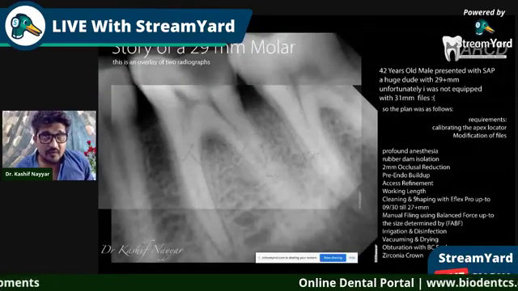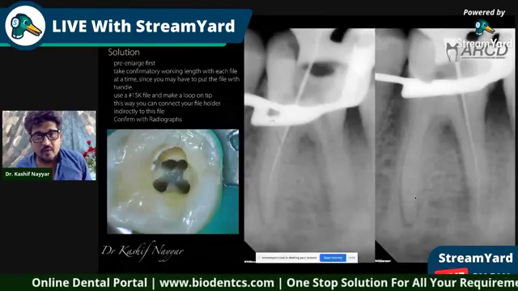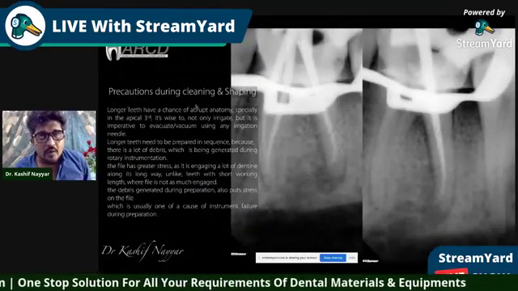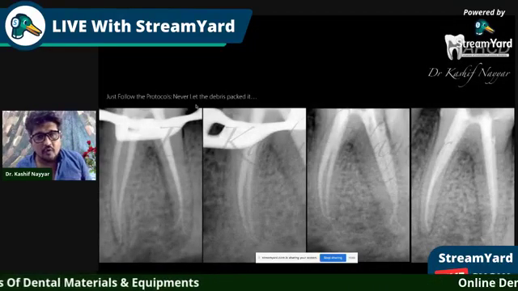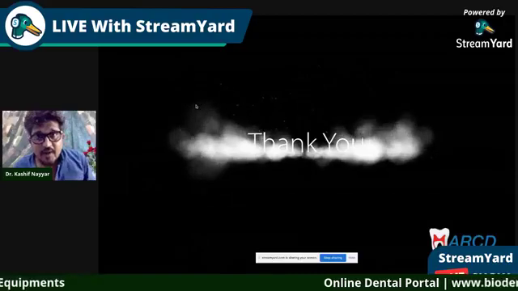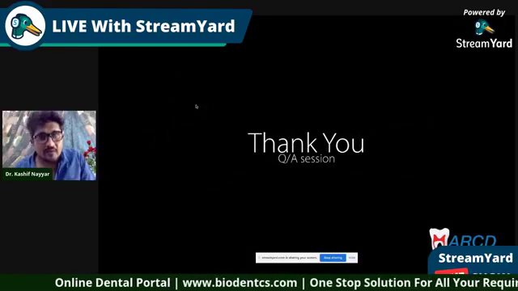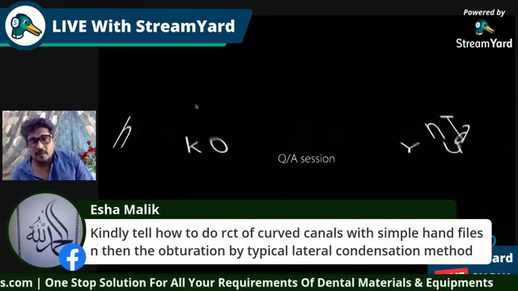Another case which is posted on Facebook is a 29 millimeter tooth, and we faced problems, and the precautions during cleaning and shaping you can follow in the very case which is posted on the group. So that's it for today. I hope you must have some visualization of what is going on inside the root canal system.